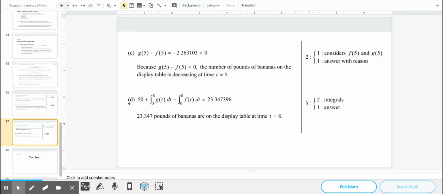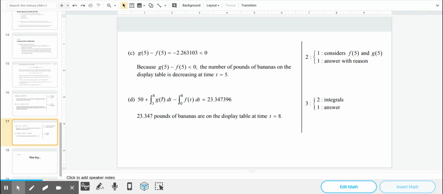I have to start with that number, because everything is based off of that. From there, I'm going to add the integral from 3 to 8 of g of t. I started restocking at t equals 3 hours, and I only want to go to 8 because that's what the problem is asking for. So this is the total number of bananas that were put back onto the display table from t equals 3 to t equals 8.